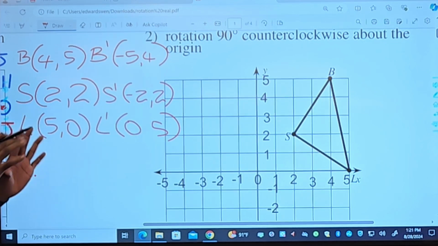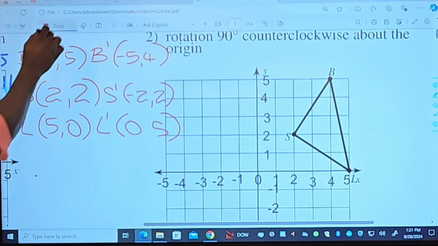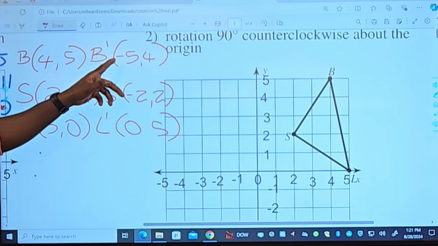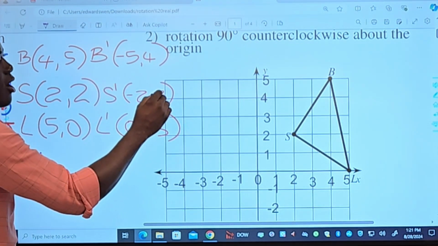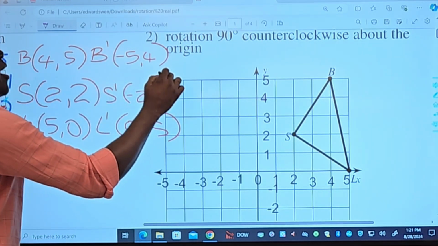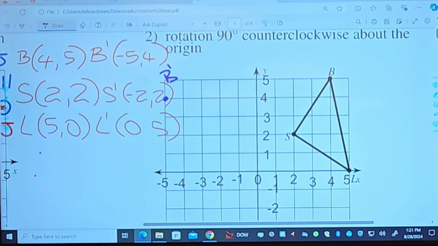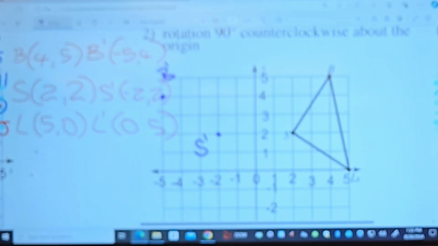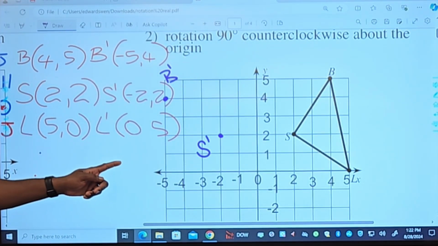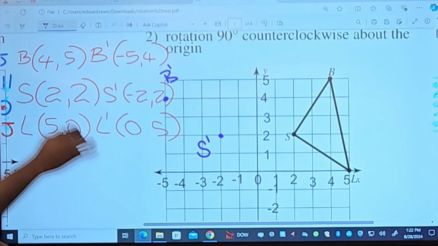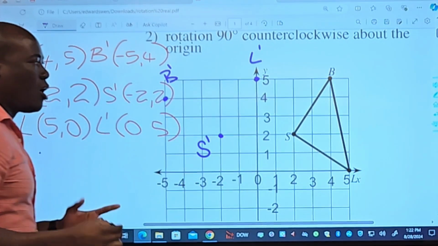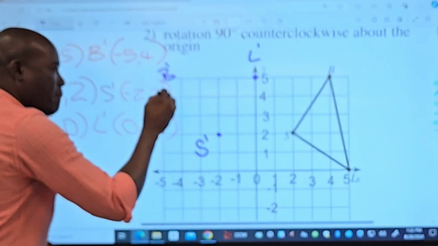All right. Now let's plot these points and see what we got, okay? So we're going to plot these points. (-5, 4) is all the way up here. And that is B prime. Then (-2, 2). (-2, 2) is right here. And that's S prime. Lastly, (0, 5). Remember (0, 5) is right here, and that is L prime. All you've got to do is reshape the thing.